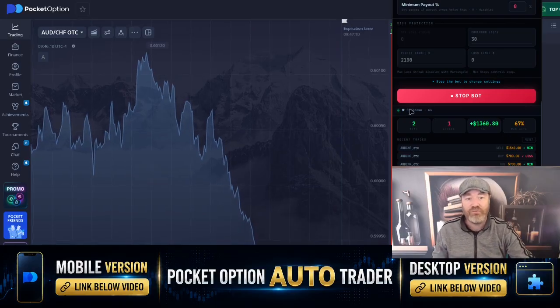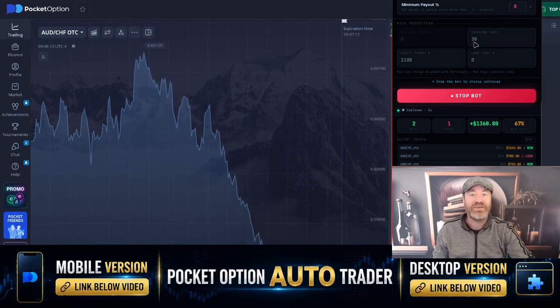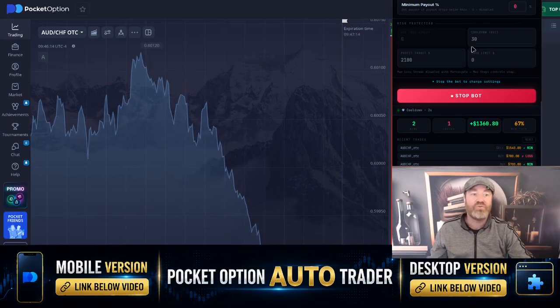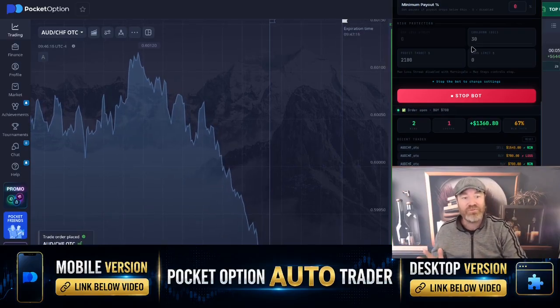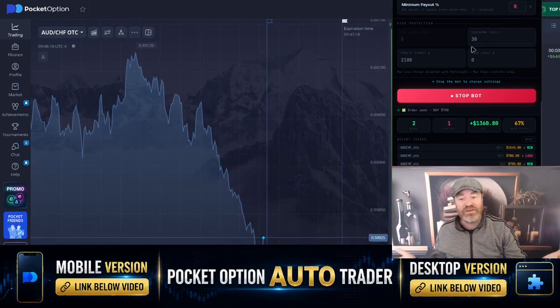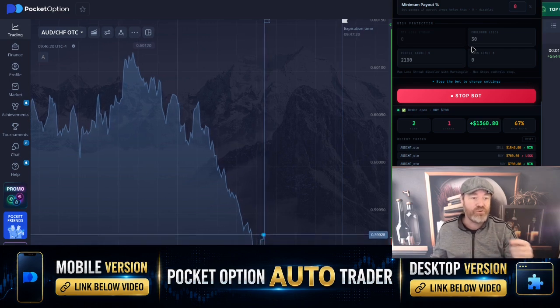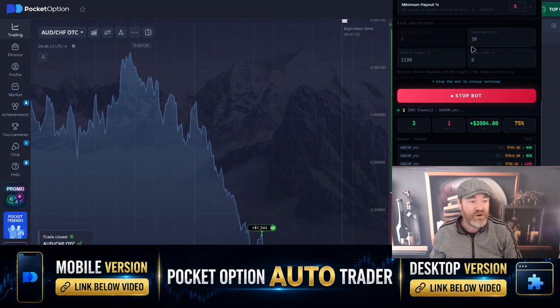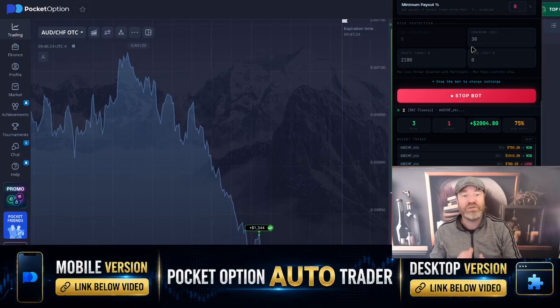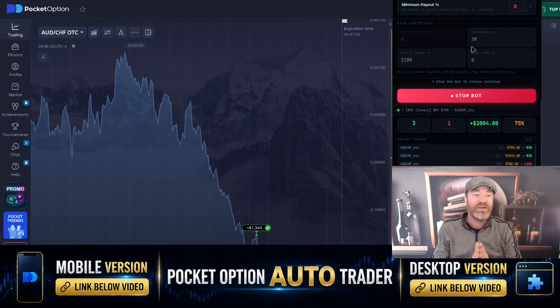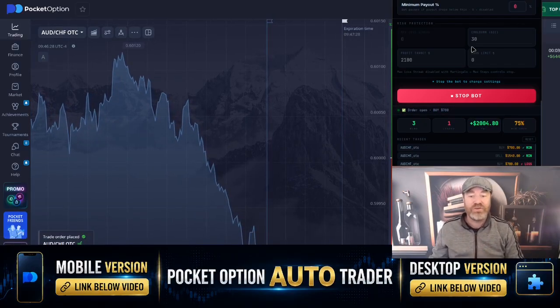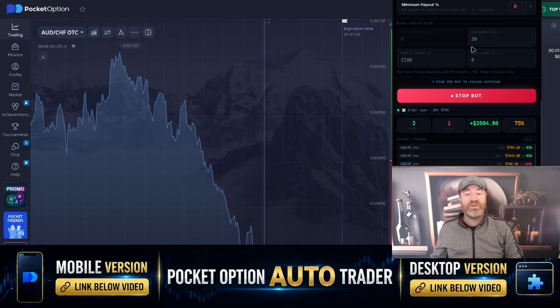You can see now we have a cooldown. That's something I put as a security measure. So when a trade is lost, he will take his time to just take a break before he starts looking for a new trade. So now we are at 75% win rate. We have 3 wins, 1 loss, and we have $2,000 profit. So we will need 1 more winner and we are done.